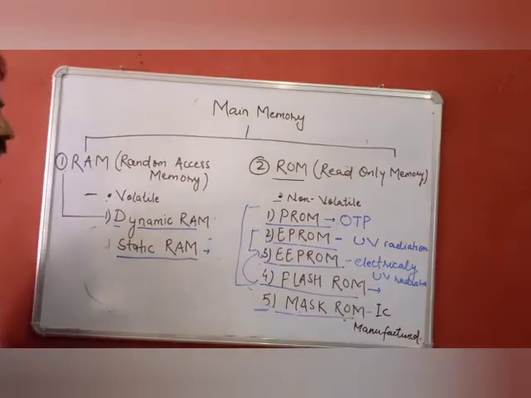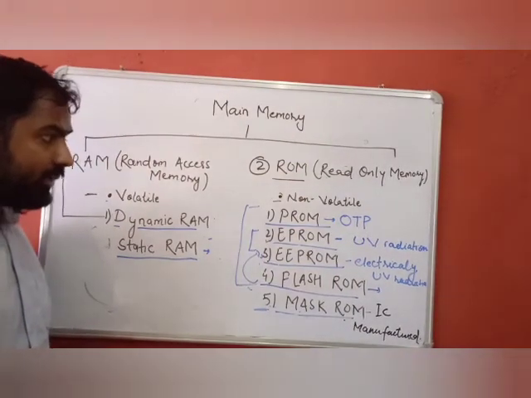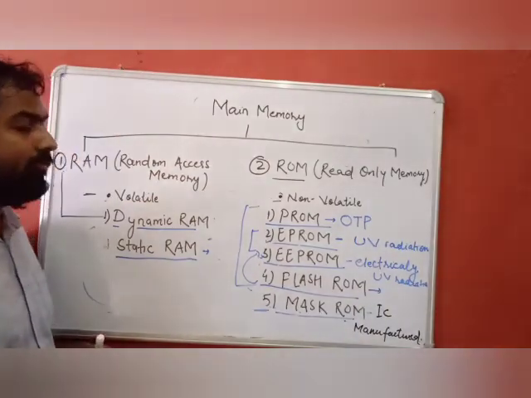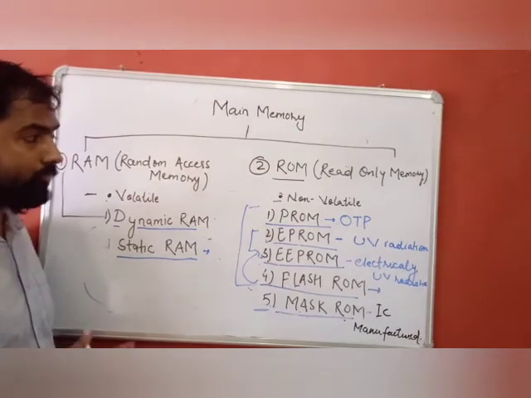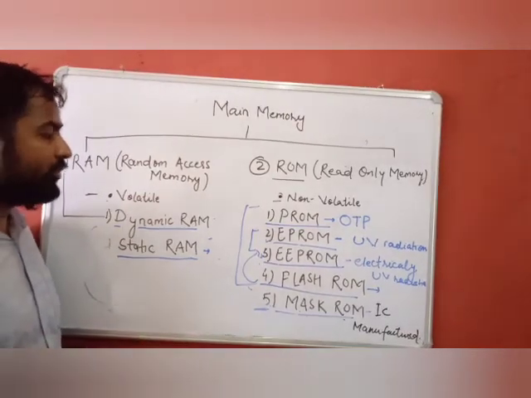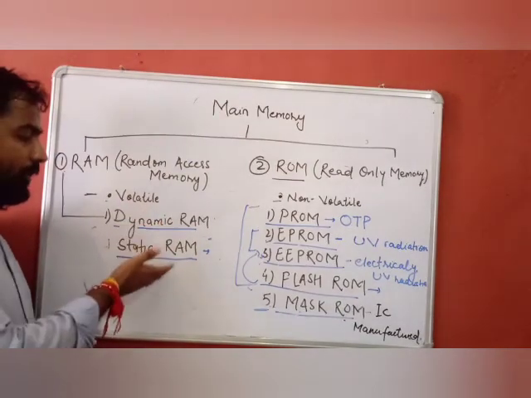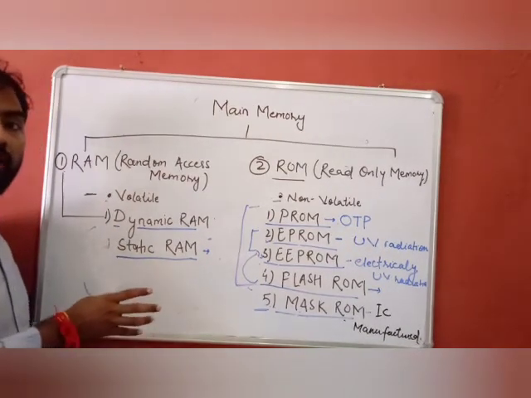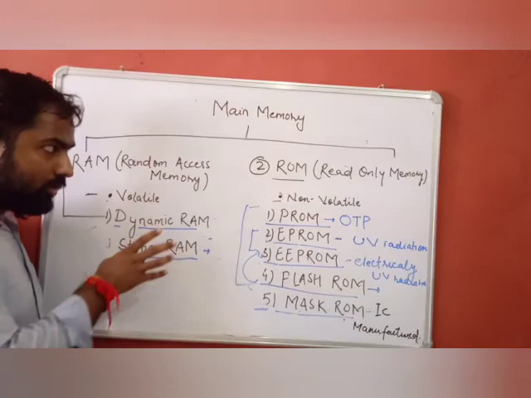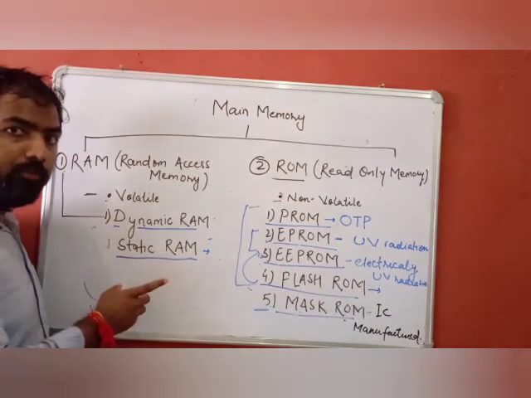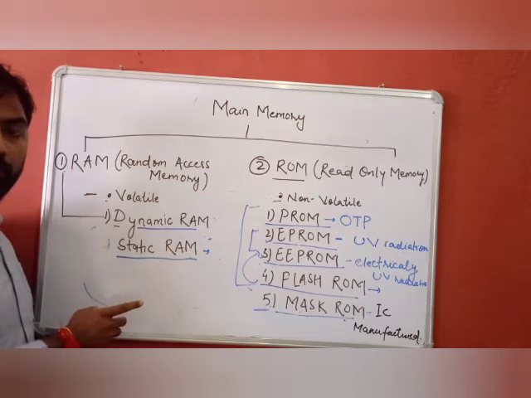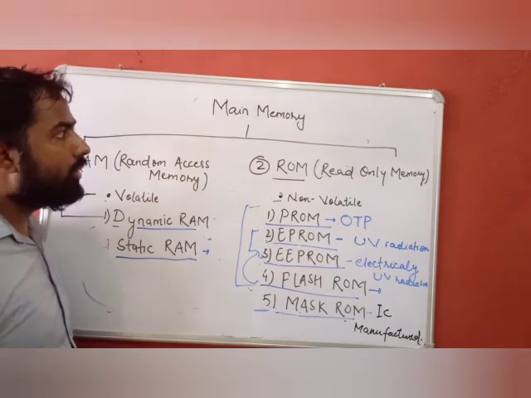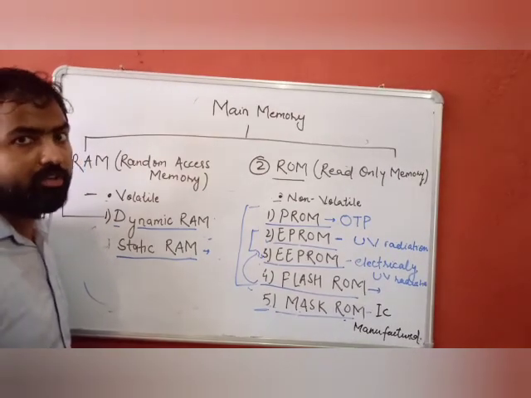So these are the types of ROM, and five types are there: PROM, EPROM, EEPROM, flash ROM and mask ROM. What they are, you have seen in this video. What dynamic RAM is and what static RAM is, you have also seen in this video. So you have to study this topic from your book also. In the next video, we will discuss cache memory as well as the secondary storage unit.